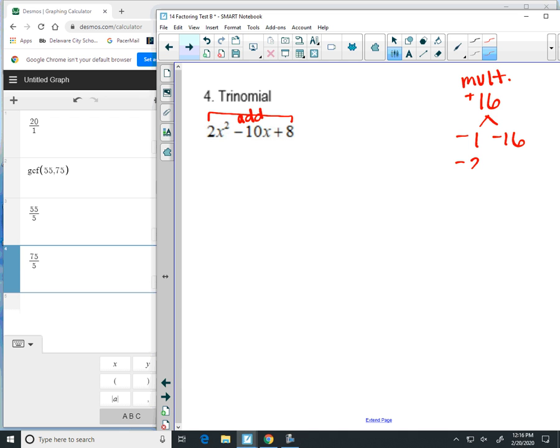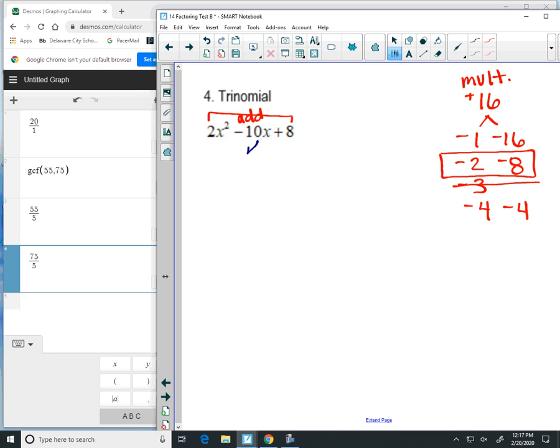Yeah, -2, -8. Awesome. Does 3 go in to 16? Nope. Does 4? Nope. And then since -4 and -4 are there, we've wrapped around. We've used all the factors. Wait, how am I going to get -10? Yeah, -2 plus -8. And now we're going to do the trinomial.